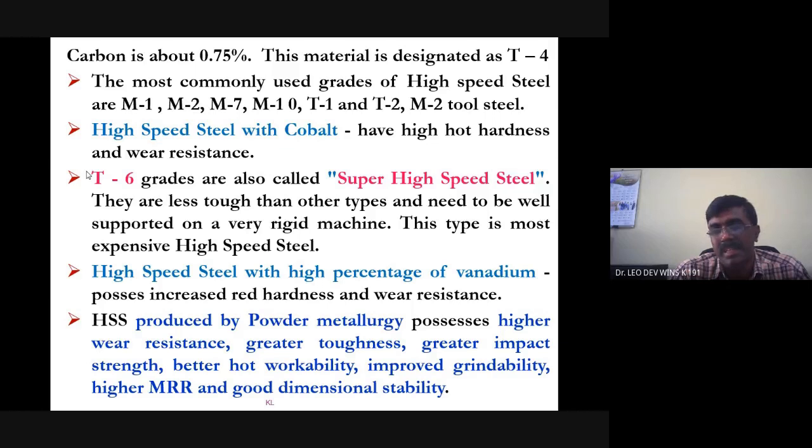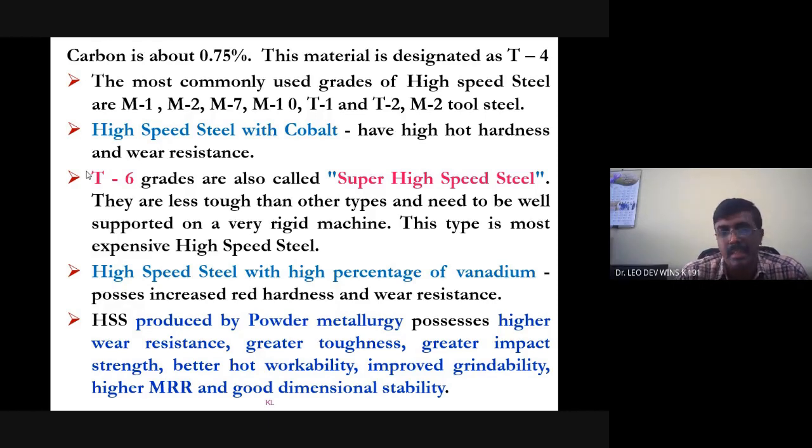That means it can withstand very high temperature, and the hardness of this material is very high. So we can use it even at high temperature, but the problem is the toughness is low. Whenever we increase hardness, toughness will automatically keep on reducing.